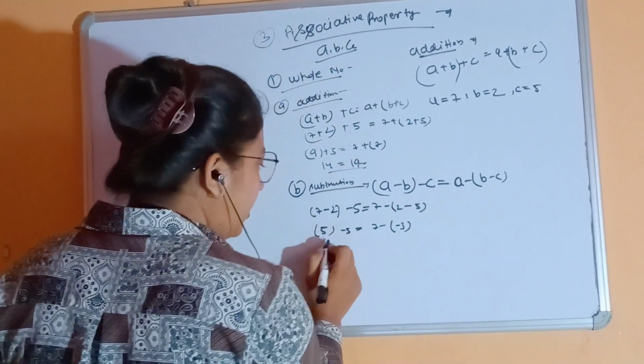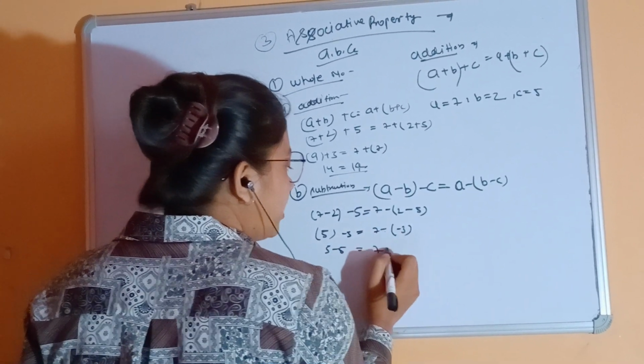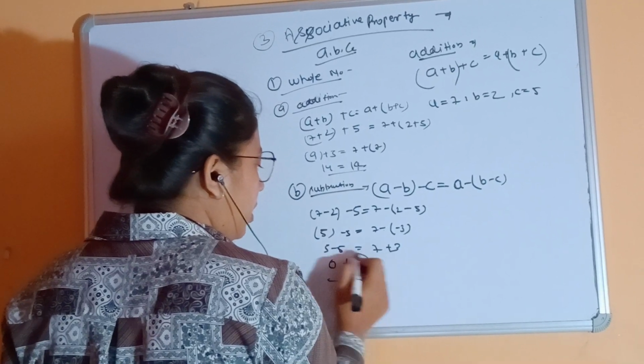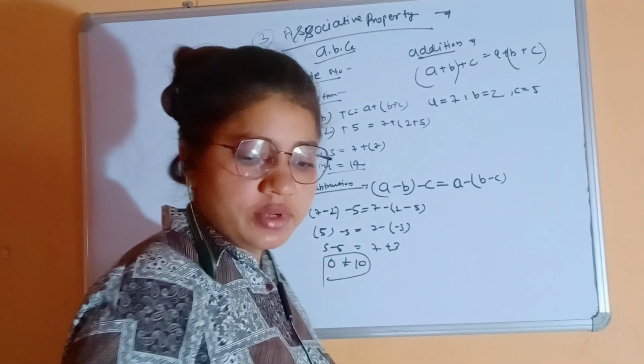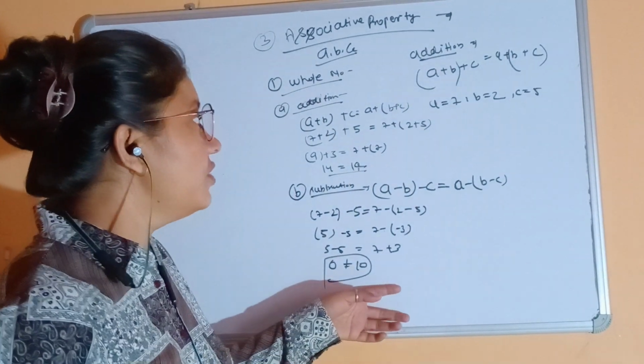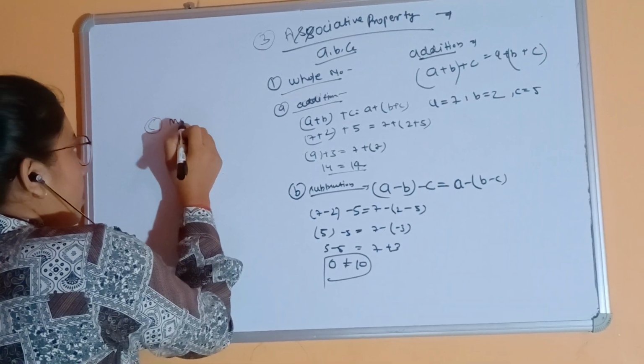Here 5 minus 5 is 5 minus 5 is equal to 7 minus minus is plus. That means 0 is equal to 10. Not LHS is equal to RHS. So subtraction is not associative. Subtraction is not associative. Same example we will see for multiplication.